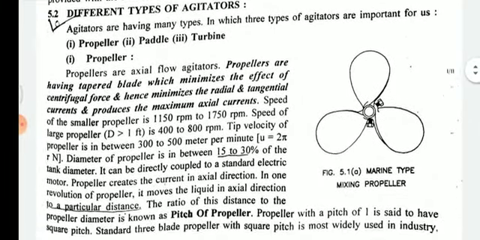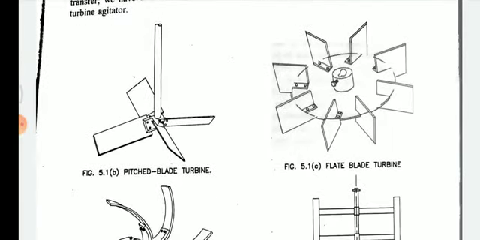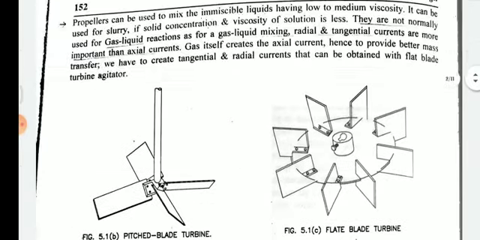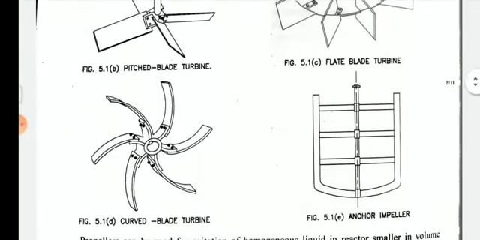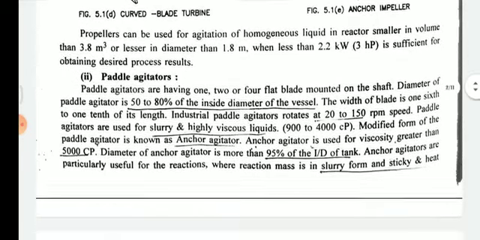Now the second thing is that these are the different types of turbine impellers: pitched blade turbines and flat blade turbines. Then this one is the anchor impeller. This is a paddle type. Anchor impeller is a paddle type. Okay, so let us see the paddle agitator.